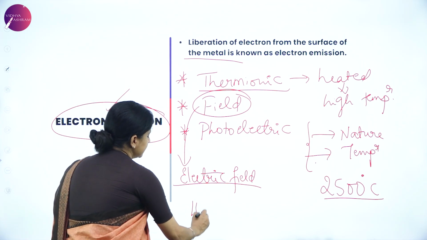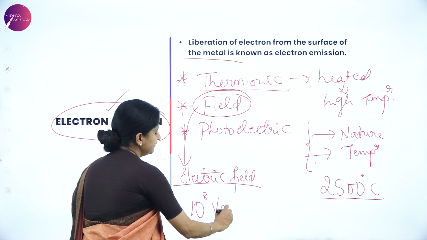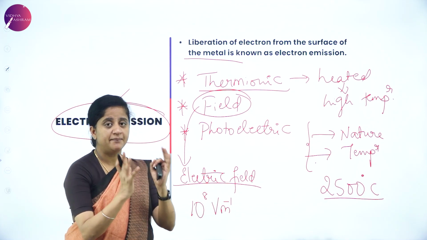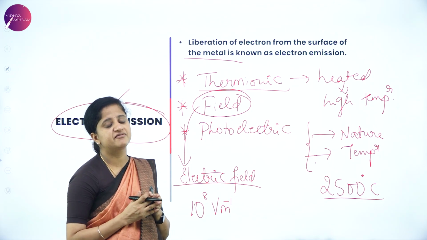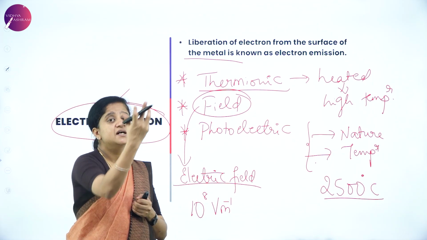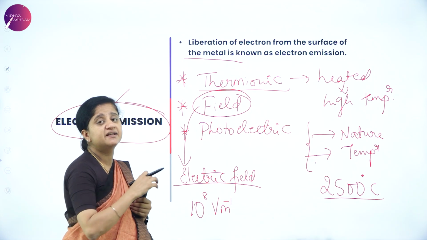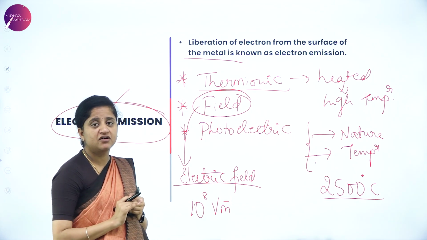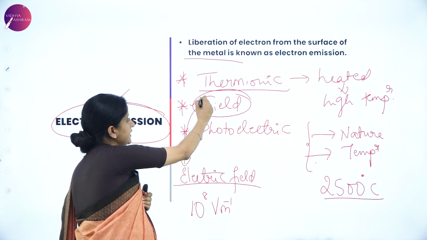So what is the range? That is 10^8 volt per meter. When an electric field of about 10^8 volt per meter, a strong electric field, is supplied to a metal surface, the electrons will gain the energy and they will come out of the metal surface. This kind of liberation of electrons is called field emission.